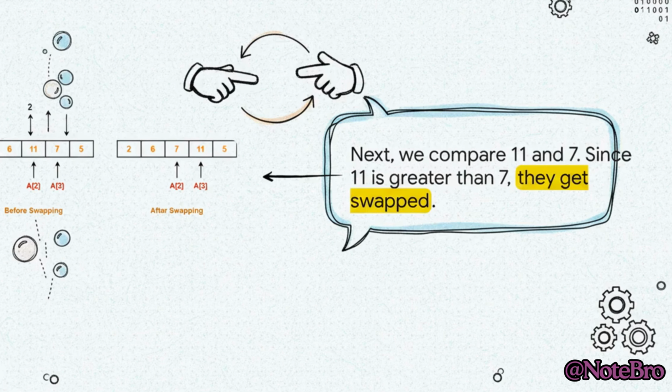All right, moving on. The next pair is 6 and 11. Are they in the right order? Yep, 6 is smaller than 11, so we leave them alone. But then we get to the next pair, 11 and 7. Aha! 11 is definitely bigger than 7, so they get swapped. You can already start to see it, can't you? Those bigger numbers are starting to drift or bubble towards the right side of the list.